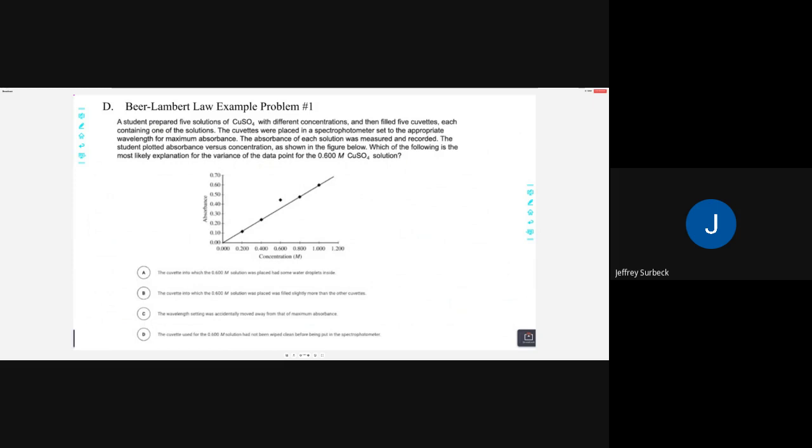The cuvette used for the 0.6 molar solution had not been wiped clean before putting it in the spectrometer. Okay, we talked about fingerprints. That fingerprint may not seem like a whole big deal, but those fingerprints absorb some of that light, thus affecting the actual true concentration. So D would be your best fit for this question. Questions?